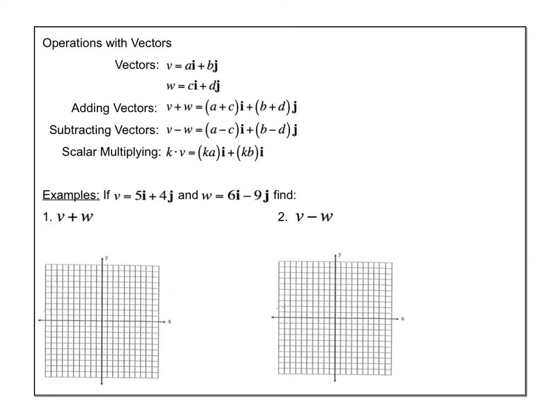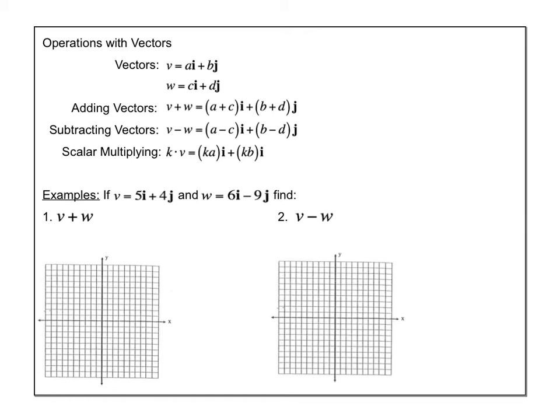Alright, the next step is doing operations with vectors. So you can add, subtract vectors, and you can multiply them by a scalar, which means you're just multiplying them by a constant number. To do that, the rules are there, but it makes more sense if I just walk you through a problem.